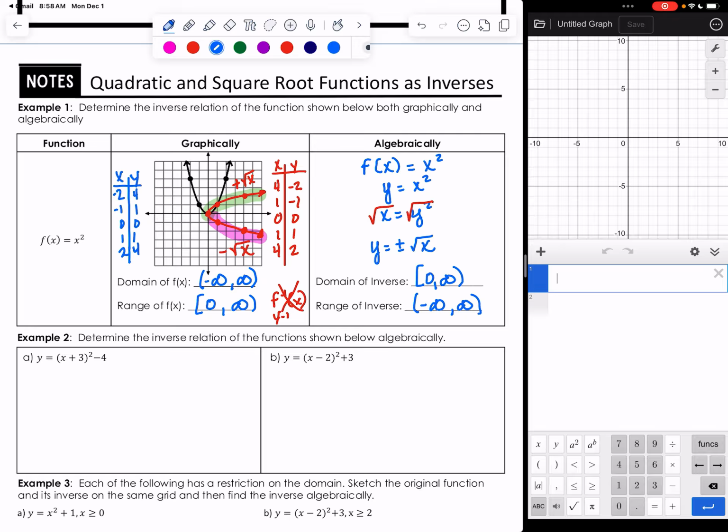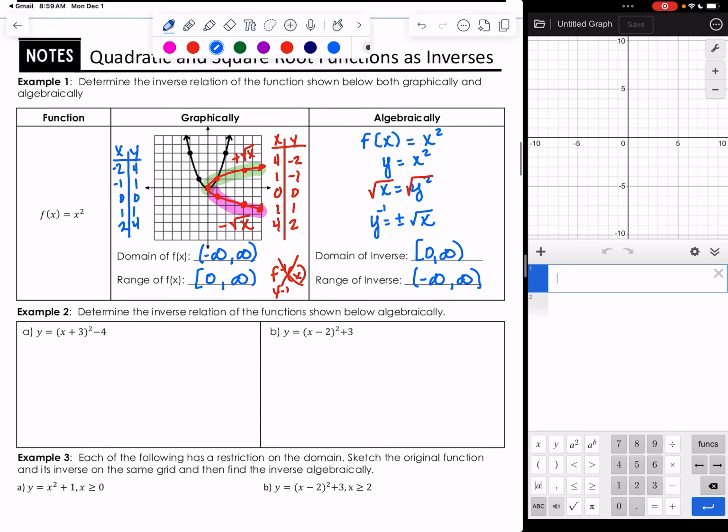So notice, oh, and I need to use my little symbol right there. Notice that the domain of the original became the range of the inverse. And the range of the original became the domain of the inverse. So the domain and range also switched places.